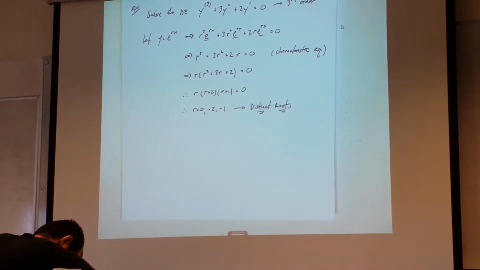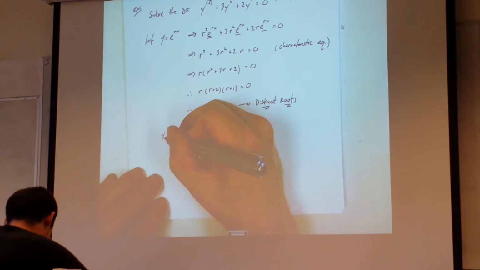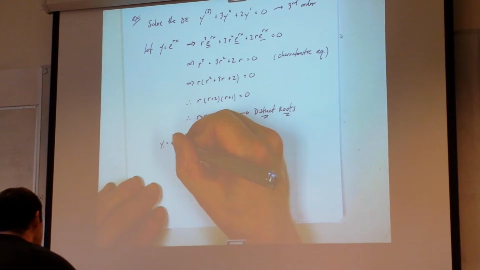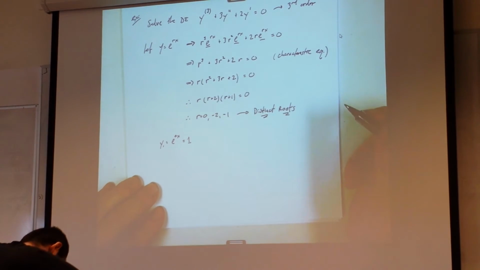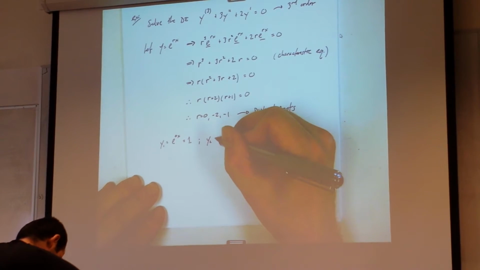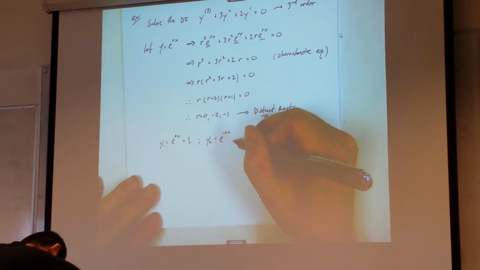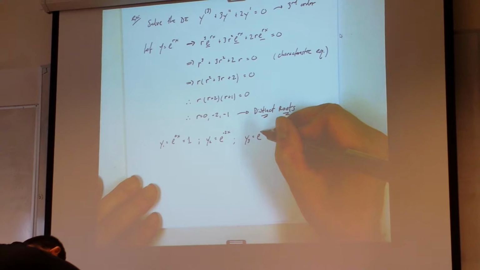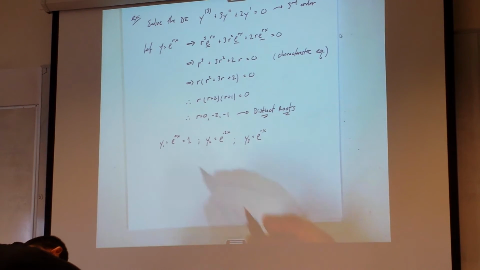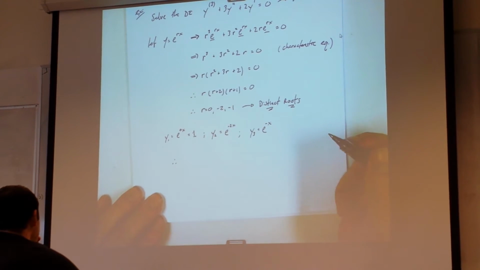All right, so following the example from the second order, that just says that e to the 0x, which is just 1, is a solution. e to the negative 2x is a solution. And e to the negative 1x is a solution. All right, so what would be the linear combination?